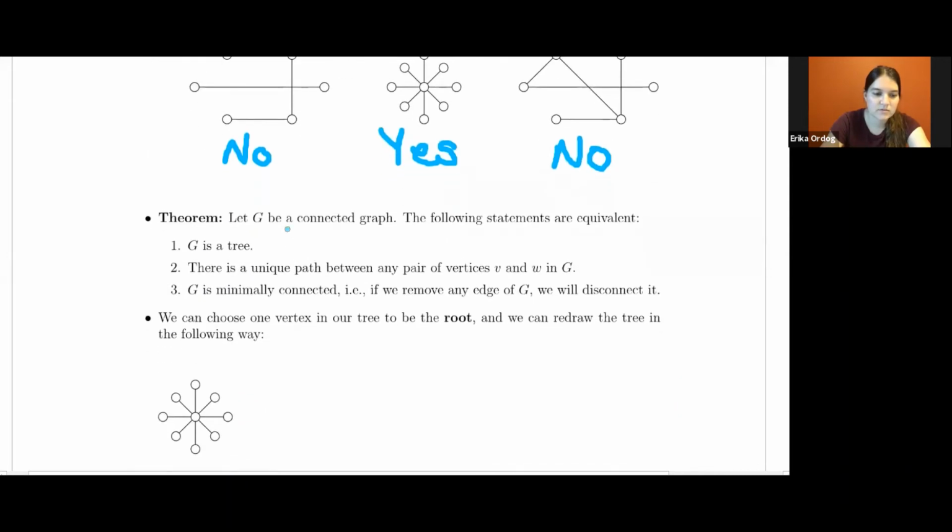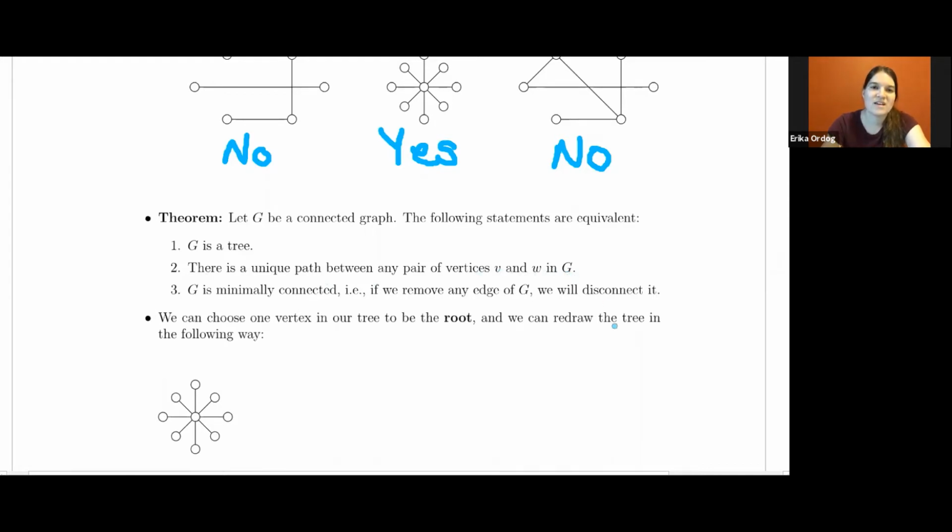Okay, so we have this theorem about trees. So if we let G be a connected graph, then the following statements are equivalent. So what that means is if one of these is true, all of them are true. So the first one is G is a tree, so connected graph with no cycles. The second one is there is a unique path between any pair of vertices V and W in G.